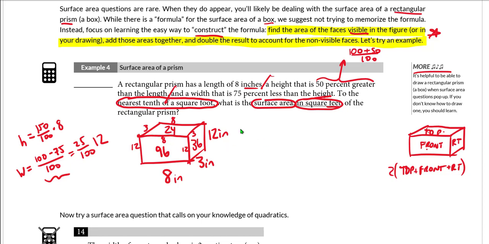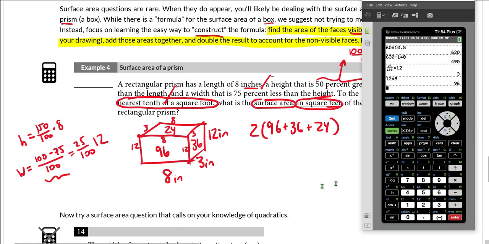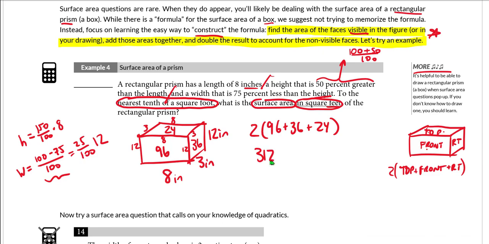So to get the total surface area, I need to double each of those. 2 times 96, 2 times 24, 2 times 36, add them all together, but that's all the same as 2 times 96 plus 36 plus 24. I'm going to do that in the calculator. I don't want to waste brain power on that. So 2 parentheses 96 plus 36 plus 24, and I'm going to hit enter, and I get 312. That is in square inches.